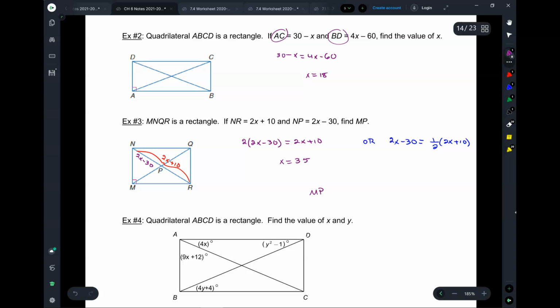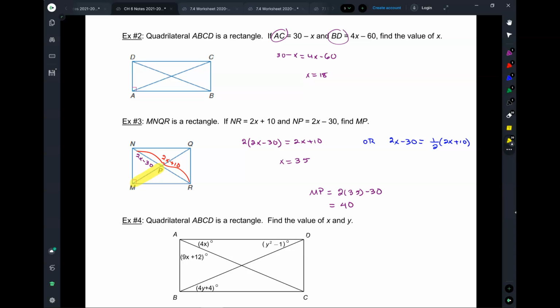And then MP. So MP is 2 times 35 minus 30, which is 40. Okay, so MP is this one, right?